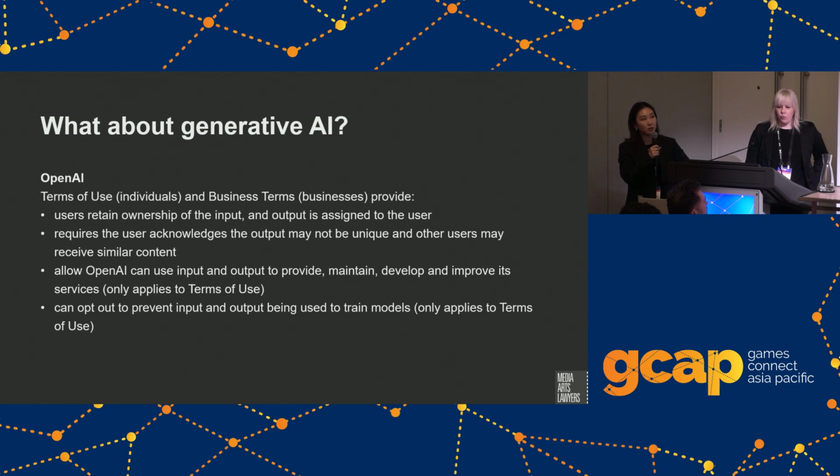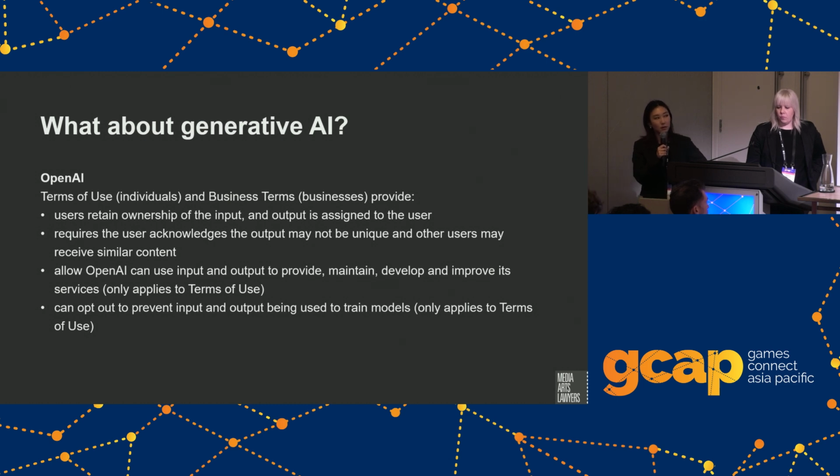It requires the user to acknowledge that the output may not be unique and that users may receive similar content. And then the user must also allow OpenAI to use the input and output to provide, maintain, develop, and improve its services. So you are also granting a license back to OpenAI, for example. And then there's also, you can opt out to prevent input and output being used to train models.